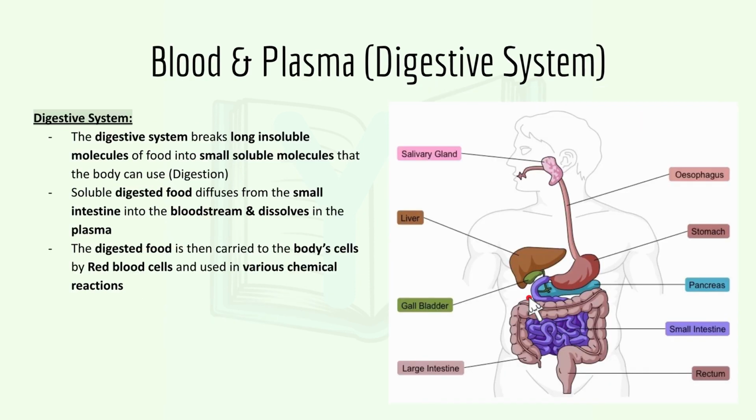So we'll move on now. We have the digestive system for the blood and plasma recap. The digestive system breaks down long insoluble molecules of food into small soluble molecules that the body can use, which is a process called digestion. Soluble digested food diffuses from the small intestine into the bloodstream and dissolves in the plasma. And the digested food is then carried to the body cells and used in various chemical reactions.